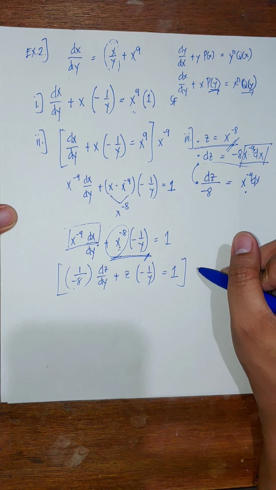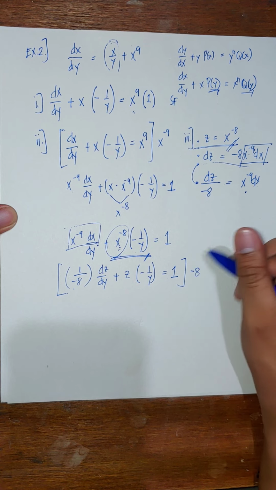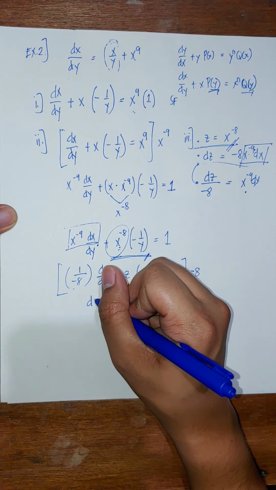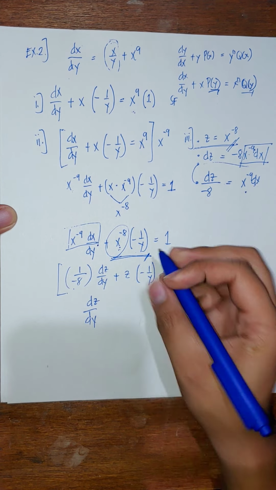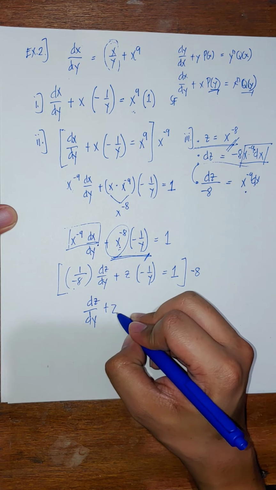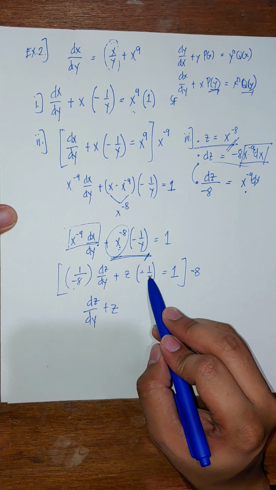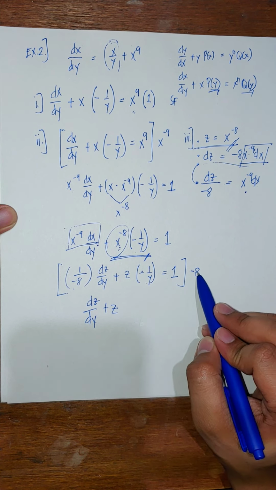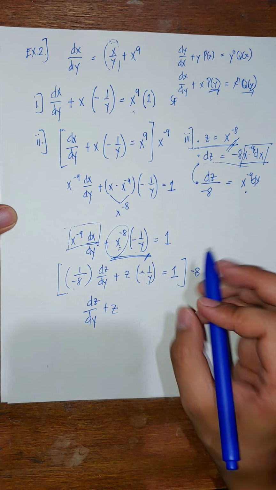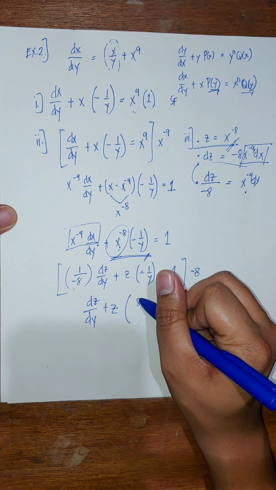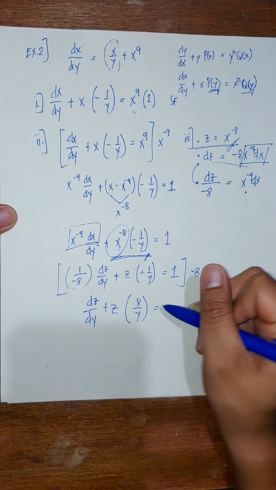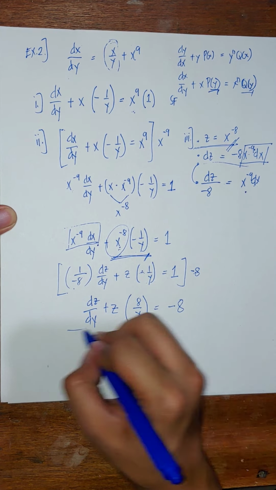So multiplying the whole equation with negative 8, then this becomes dz over dy plus z. The negative, we just apply inside. So negative 1 over y times negative 8. Negative times a negative becomes a positive. So this becomes 8 over y is equal to negative 8.